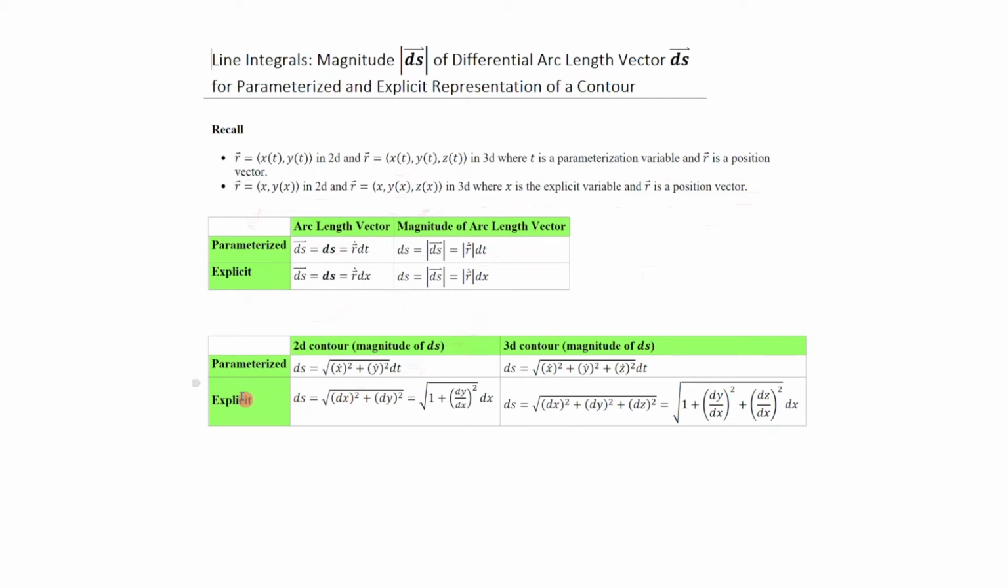All right, so if we now expand things out in detail, for the 2D contour, the magnitude of ds, for the case of a parameterized contour, would take on this form, and for 3D would take on this form. In the explicit case, we basically have a 2D contour. Magnitude of ds would take on this form, and the magnitude of the contour for the 3D case would take on this form here. So these are handy expressions. You can refer back to them when you actually have to do the specific calculations.